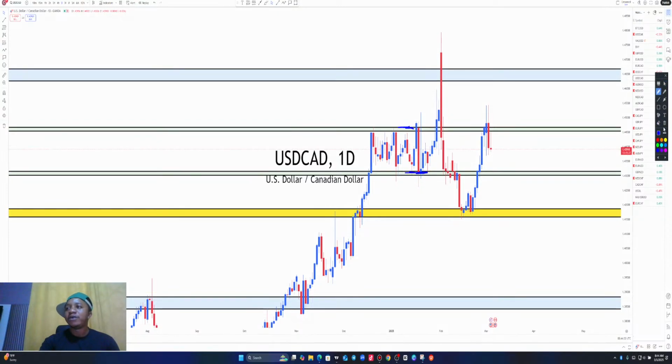What has price done? When price made contact with the weekly support level over here, we saw a strong level of buy pressure, which broke above the daily resistance level to reach the next resistance level above, giving us a higher high over here on the daily time frame. Now, after a higher high, what do we expect? We expect to see a higher low before price goes all the way to the upside again, right?